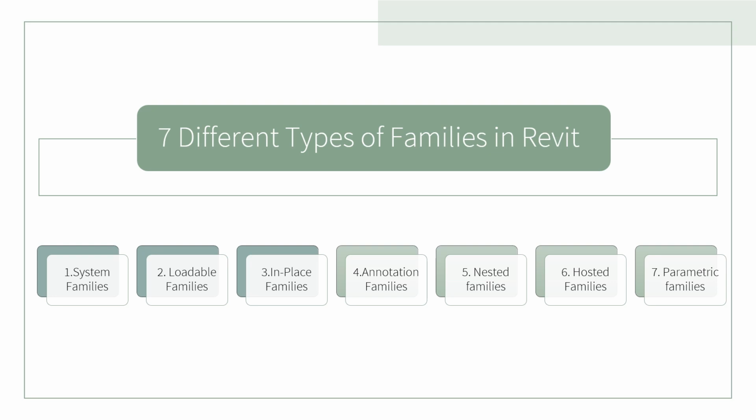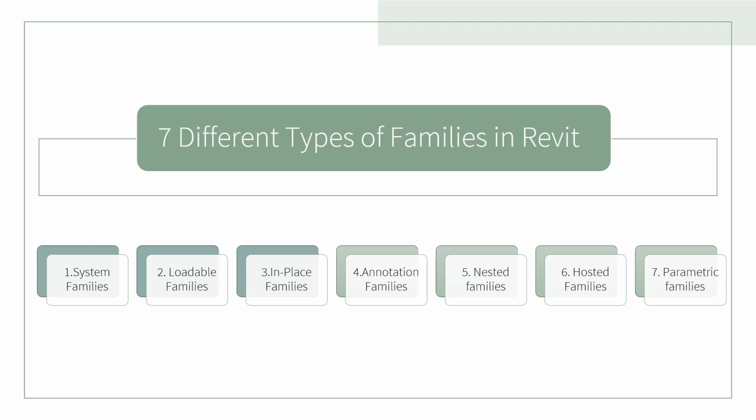In this session, we'll be exploring the different types of families, what they are, how they're used, and some examples. Understanding these family types is essential for optimizing your workflow in Revit. In Revit, the three main family types are system families, loadable families, and in-place families. These are the core types that form the foundation of your project.